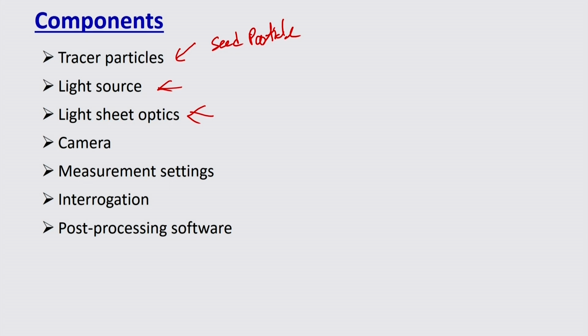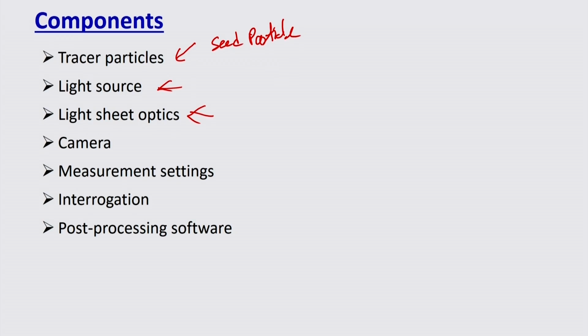You will have a laser, and as I said, laser energy and laser wavelength are very critical for the PIV measurement, and depending on the application you have to use a suitable energy as well as a suitable wavelength. If that is not there, your data will be noisy. Then you need sheet optics which will generate a sheet of the laser. Then you require a camera, depending upon what type of PIV you want to do.